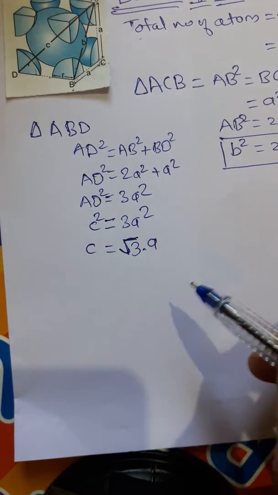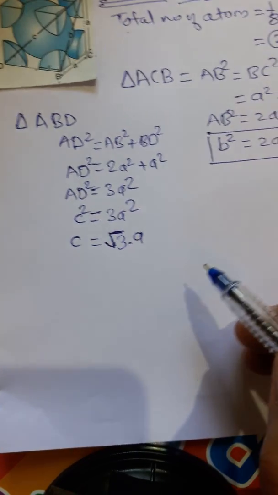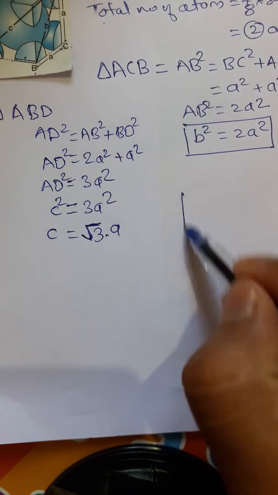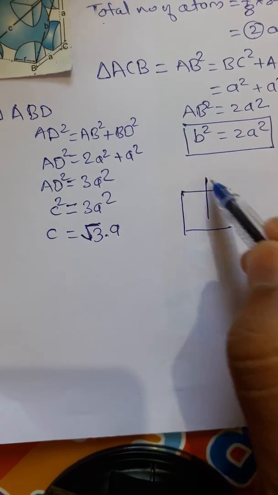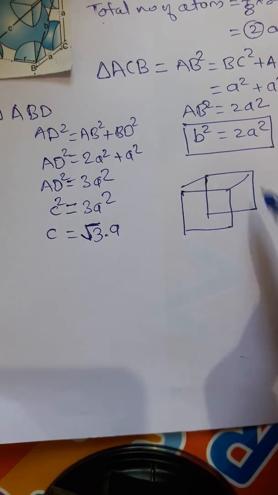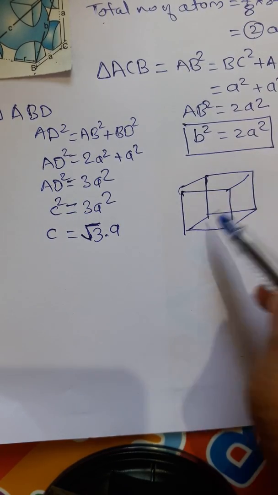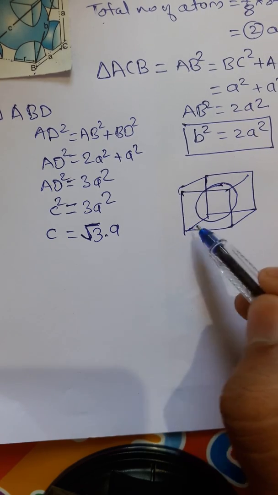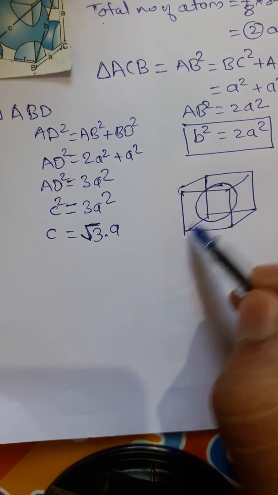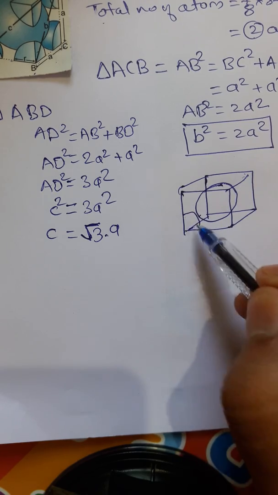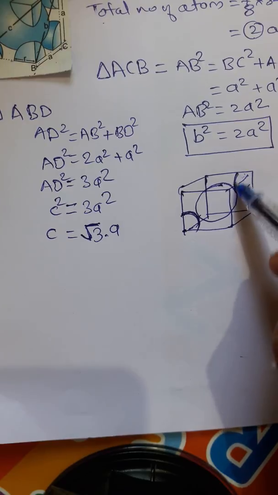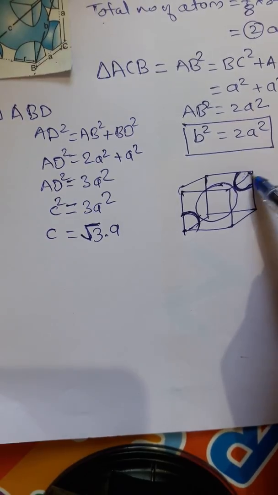This is the value of c, and I am trying to show the same diagram another way here. Suppose one unit cell contains one sphere inside, a whole sphere, and at each corner one sphere which contributes 1/8 part. So here 1/8 part of one atom at one corner and another 1/8 part at another corner.